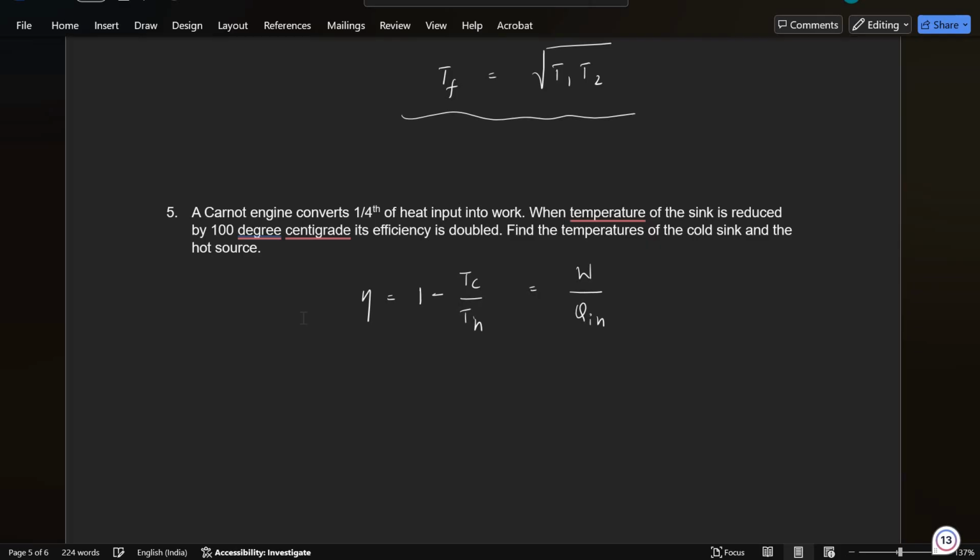A Carnot engine converts 1/4 of the heat input into work. So that means, let's say case one, W is 1/4 of Q in. Correct? So which implies eta is equal to W, 1/4 of Q in, divided by Q in, which implies eta is equal to 0.25, 1 by 4. I'll just keep it as 1 by 4.